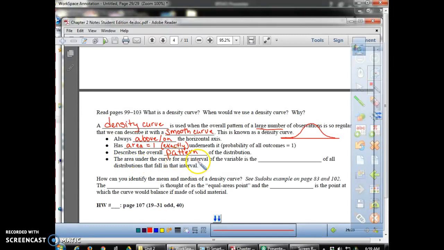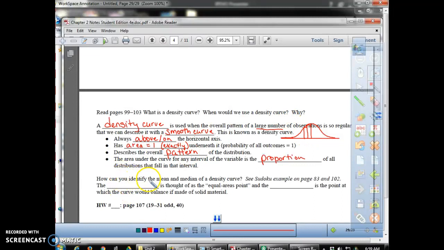The area under the curve for any interval of the variable is the proportion of all observations that fall in that interval. So if you had a histogram and you had your bar here, for example, and again, this is a large number of observations. The more observations you have, the more all these little gaps will be filled in by these bars, because eventually they get very, very close together in terms of their size, because the intervals get smaller and smaller. But essentially, the area under the curve for any interval is just going to be the proportion of the distribution that falls in that given interval. So think of it like a bar for a histogram.